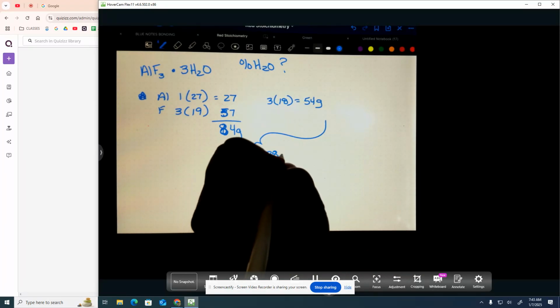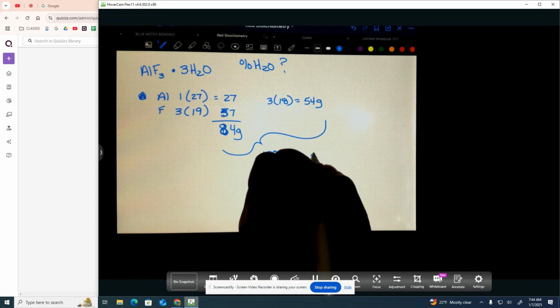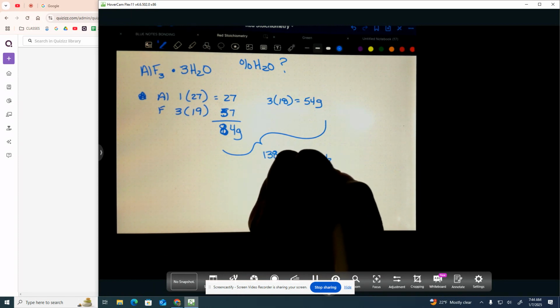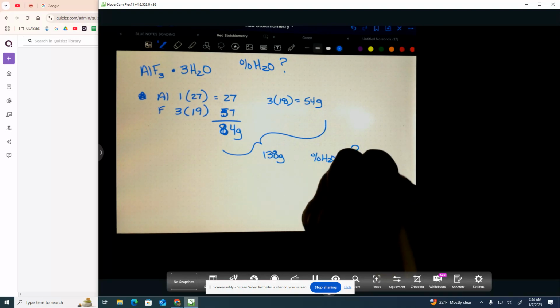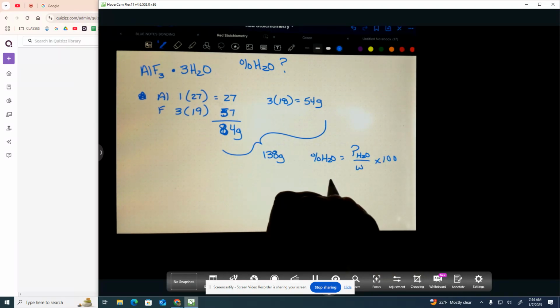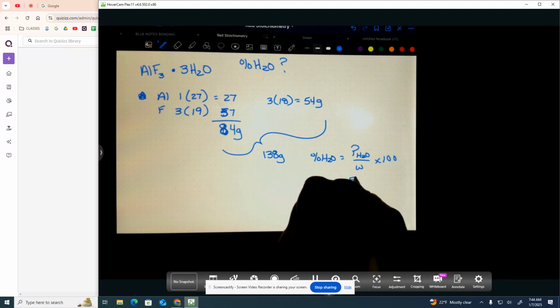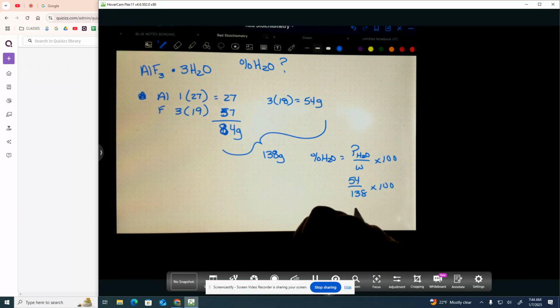138 grams. Okay, if we want the percent that's water, we're going to take the part that's water over the whole thing times 100. 54 over 138 times 100, and we get 39% water. Okay, good?